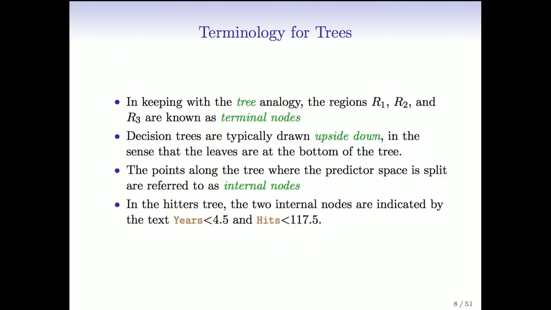Okay, some terminology which I've already been using. The nodes at the bottom are called terminal nodes because they're not further split. You notice I'm calling these trees, but they're upside down, right? The leaves are at the bottom, the root at the top. It's just for convenience. The non-terminal nodes are called internal nodes, of which in this case we have 2 in our tree. The terminal nodes are the ones of interest because they're the ones that describe the partition of the predictor space.